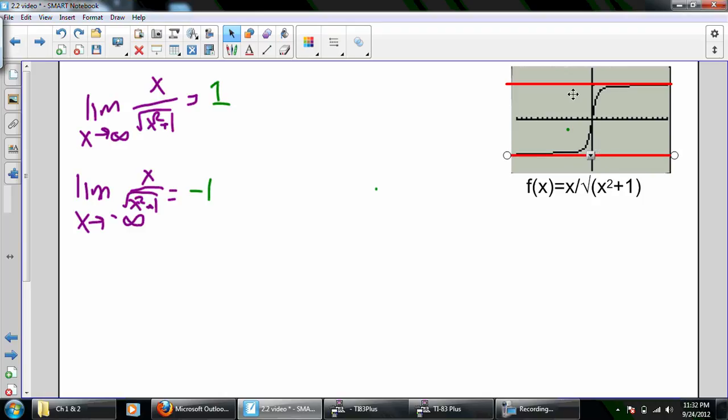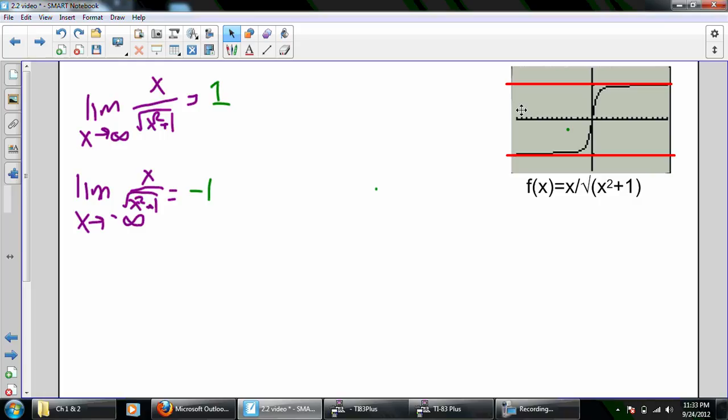So again, notice how both of these functions get really, really close to this, but they should never actually touch. And again, that's just a small misconception, which hopefully we can clear up in just a moment. So we have now found 2 asymptotes for this graph.